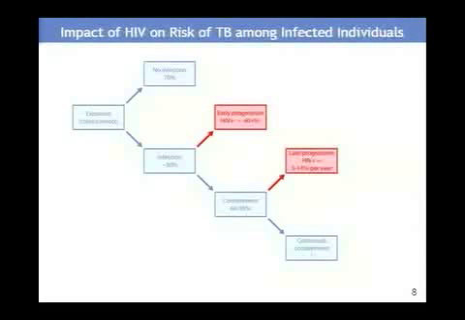So what you see in the first part of this figure is the same that we saw in the last figure. 70% remain uninfected and 30% become infected. Now we are not sure, there is no strong evidence suggesting that HIV positive people are more likely to become infected when exposed to an active case of TB. However, we do suspect that that is the case.